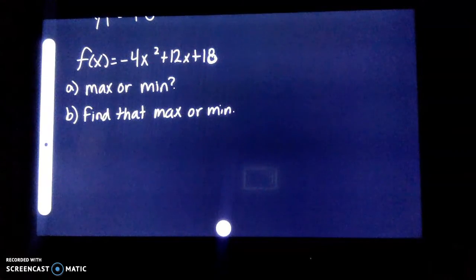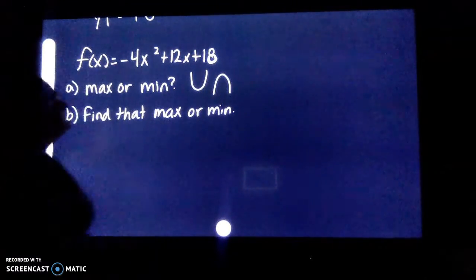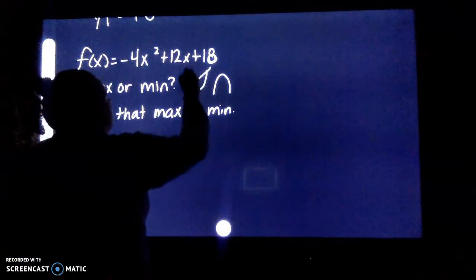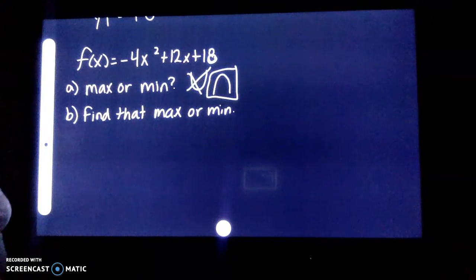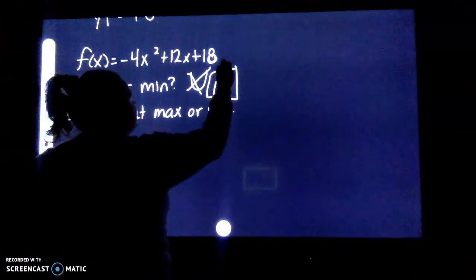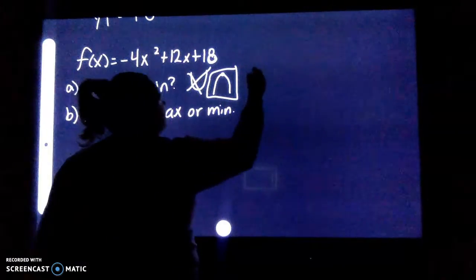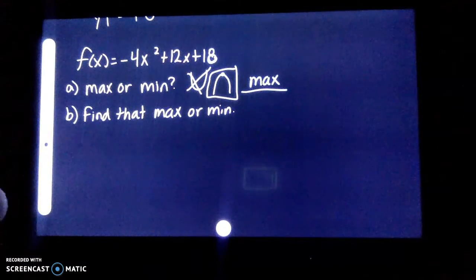Well, this depends on whether or not my parabola opens up like a cup or down like a frown, which is dependent upon the value in front of my x squared. So here I have -4. -4 is less than 0, which means my parabola is going to open down like a frown, which also tells me that my vertex, since it's at the top of that graph, is going to be a maximum. So I know this function is going to have a maximum at that vertex.